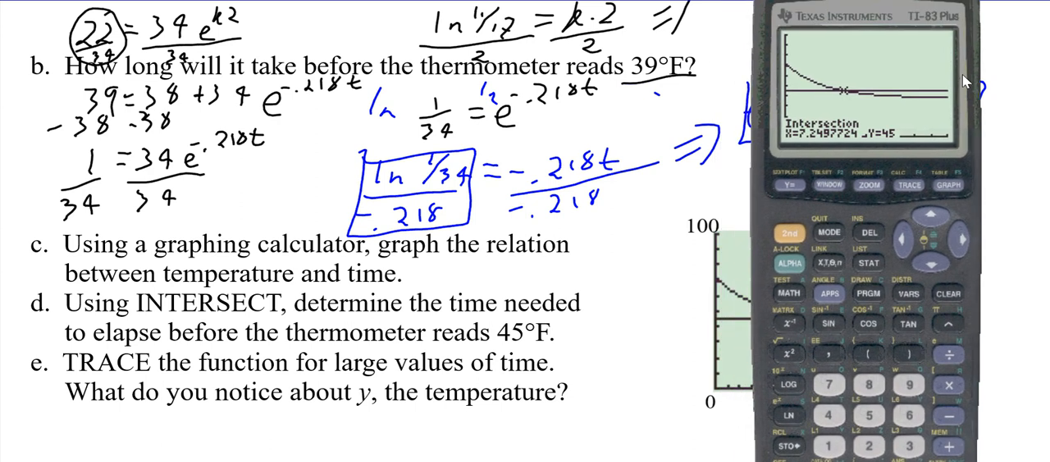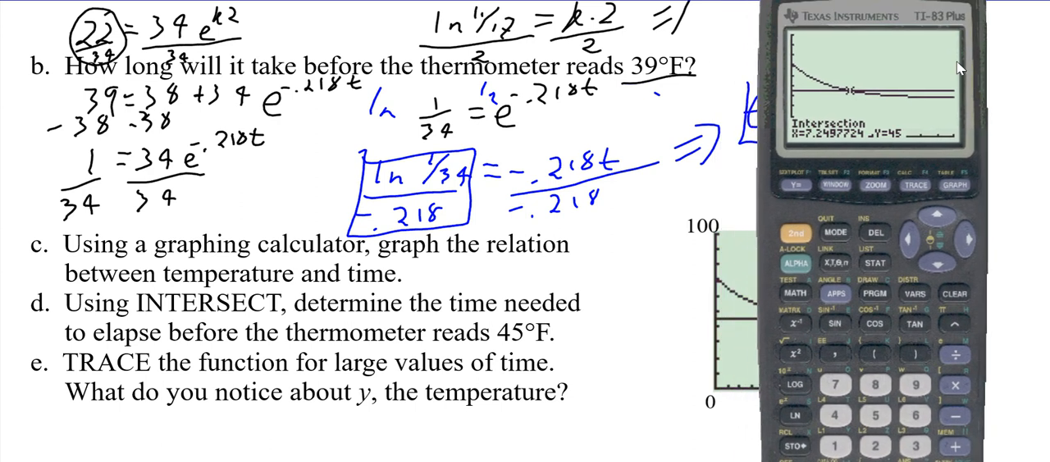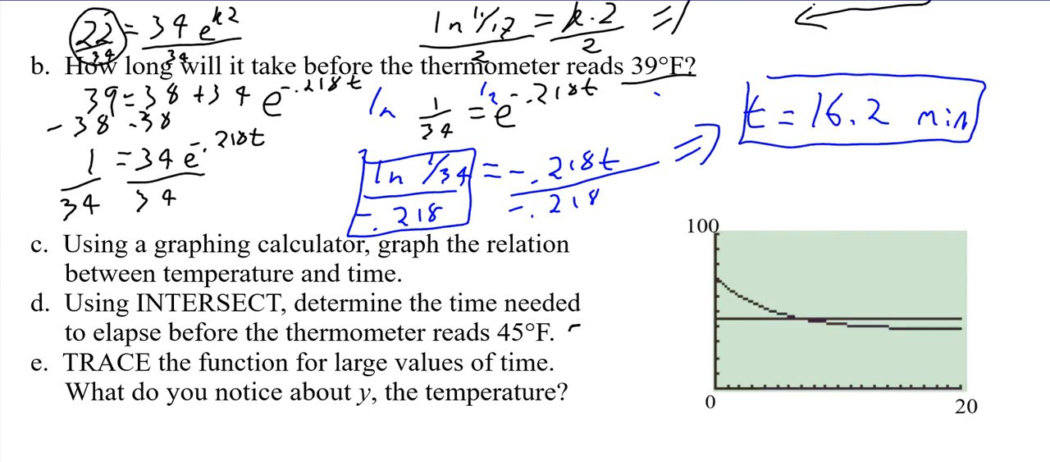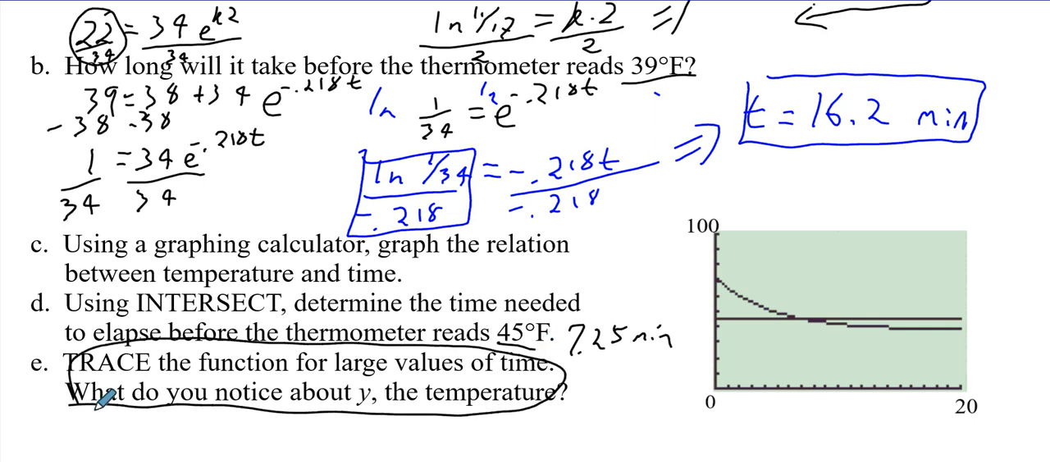I see that after 7.25 minutes is how long it will take for the thermostat to get down to 45 degrees. What we notice as we trace and go to large values, as we chase large temperatures, is that the function gets very, very close to 38 degrees, and closer as we trace out larger values of x. That concludes our notes today. Go ahead and highlight any questions you have and bring them to class.